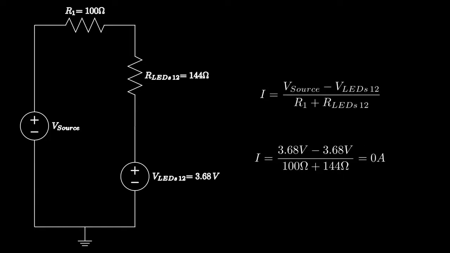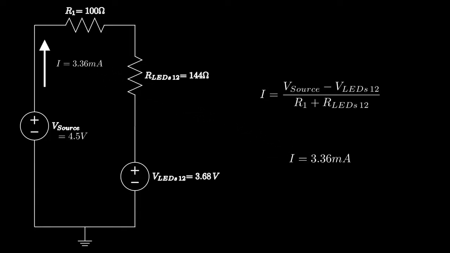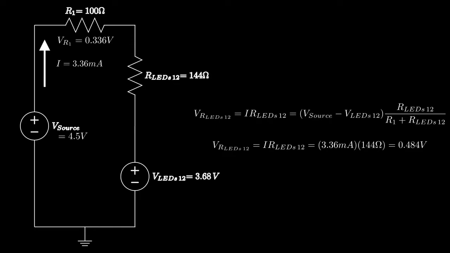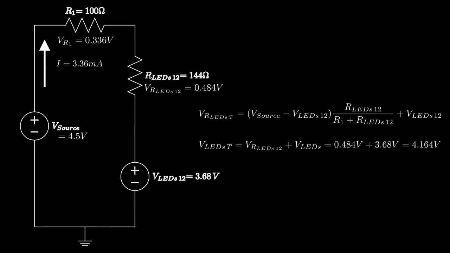If we plug in 3.68 volts, then we would get 0 amps, which means that nothing's going to turn on. So we need to pick something bigger than that. Let's say 4.5 volts. Now, this would equate to a current of 3.36 milliamps, which should be enough for both of the LEDs to turn on. Now, we can calculate the voltage across the resistor and the voltage across the resistance of the LEDs. Adding on the voltage from our voltage sink of the LEDs, we get a total voltage across both of the LEDs of a little over 4 volts.